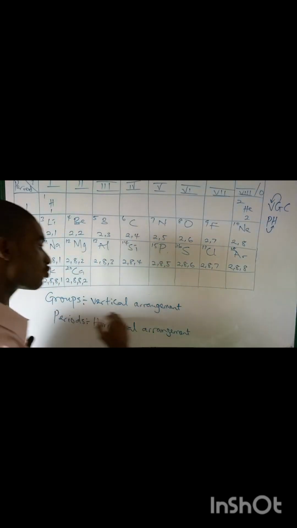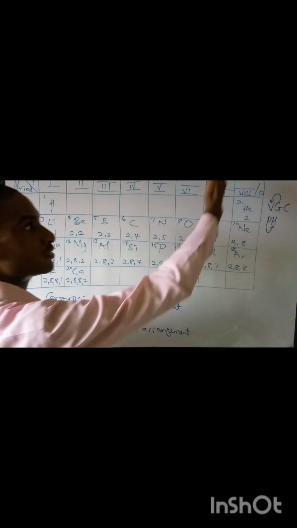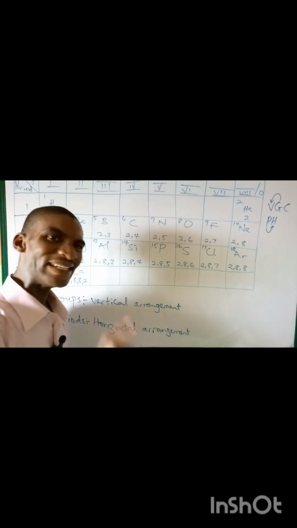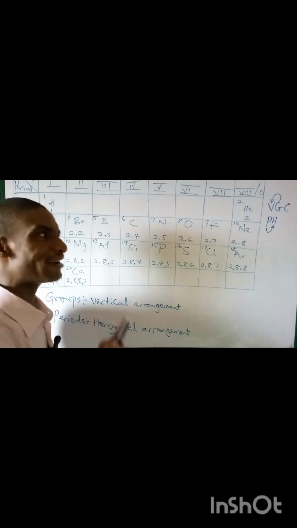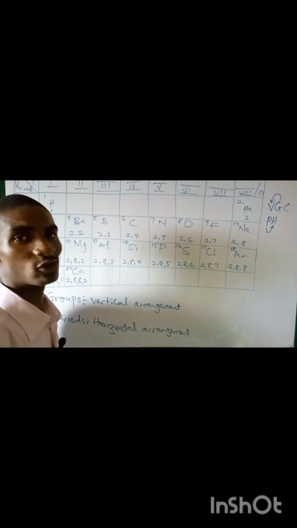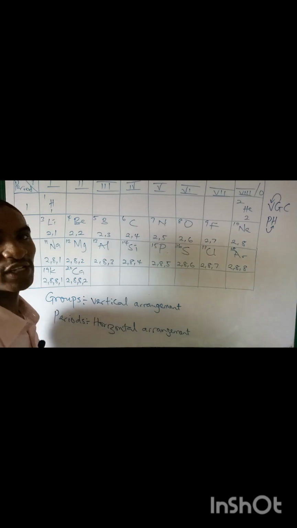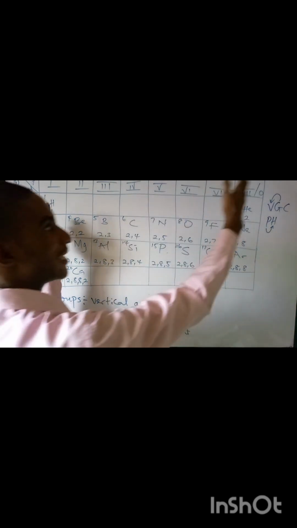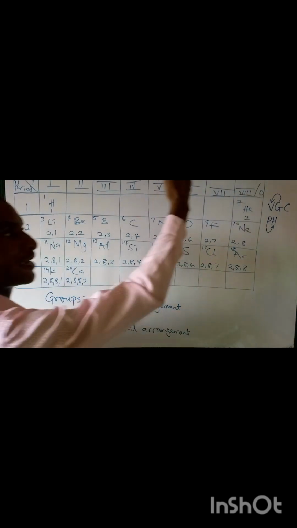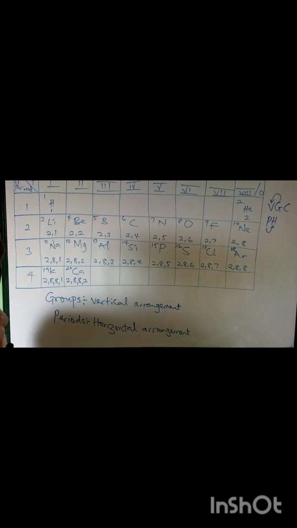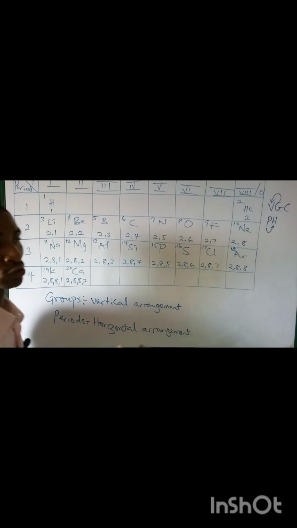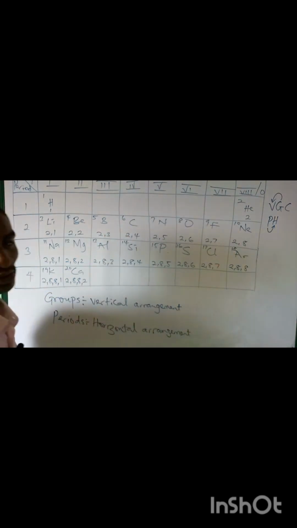Now, when we talk about groups, they are vertical arrangement. So these are the vertical arrangement. In the complete periodic table, we have 18 groups. Are you with me? However, in this abridged version, we have just 8 groups. So there are 8 groups on this table, and then you have 7 periods. 8 groups and 7 periods, okay?